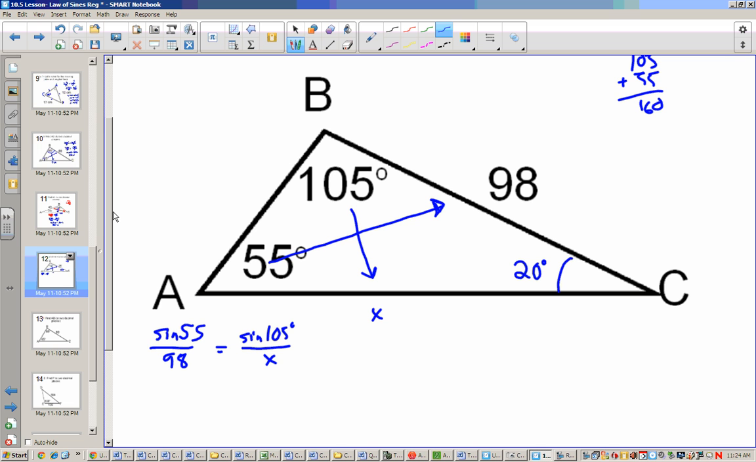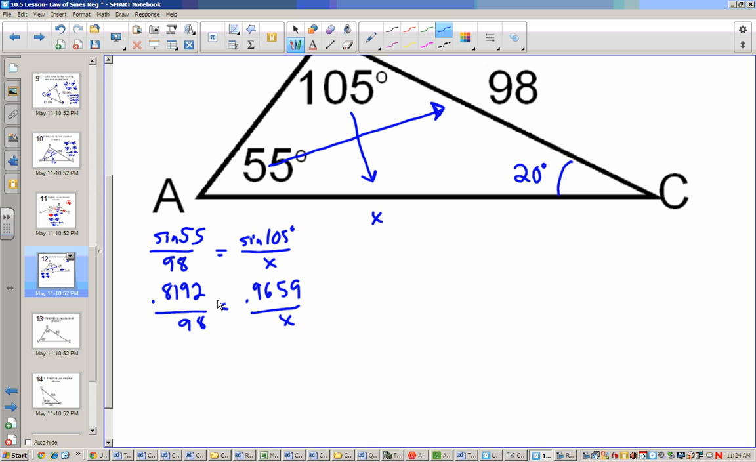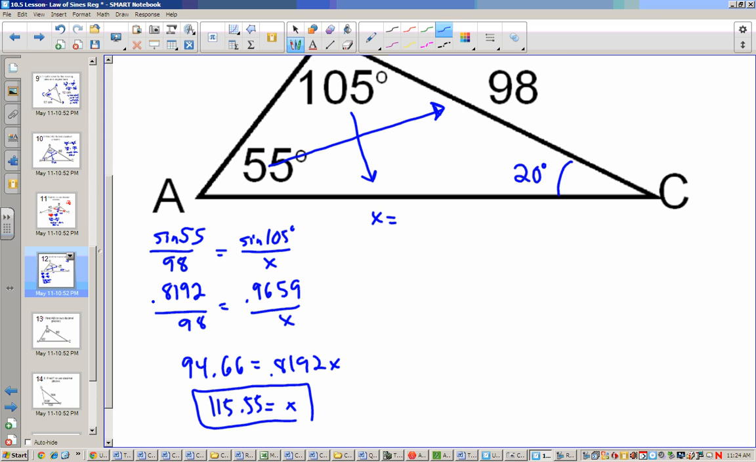First thing I do is find the sine of 55 and the sine of 105 to get the values 0.8192 and 0.9659 over x. Now when I cross multiply, 94.66, divide that by 0.8192, and 115.55 is my answer here.